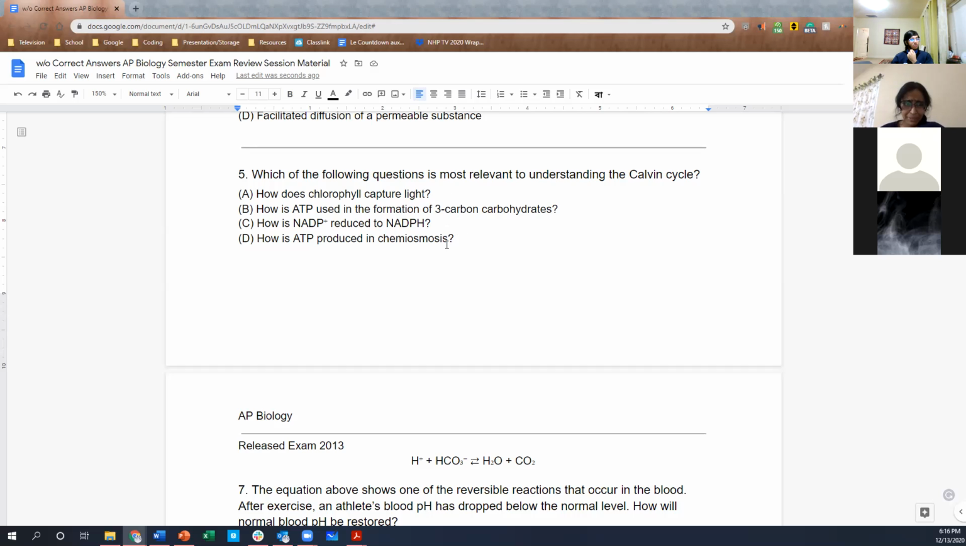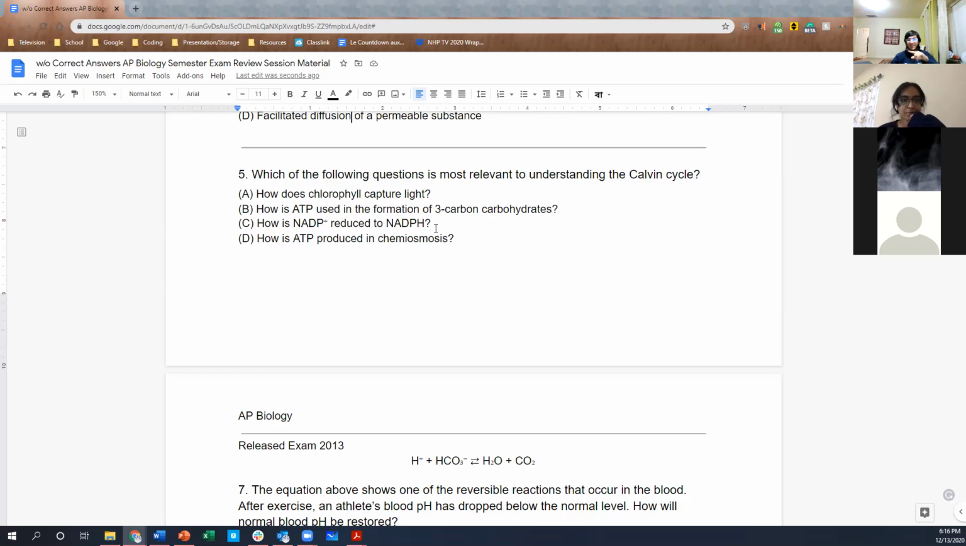I think it's B, but I have no idea. Honestly, this whole unit was kind of confusing for me. Would it be C? I would think it's C, but let me check the answer real quick. Yeah, it's actually B. Oh, that's right. Duh. It is B. Sorry, like 3-carbon carbohydrates. Yeah, I was right?